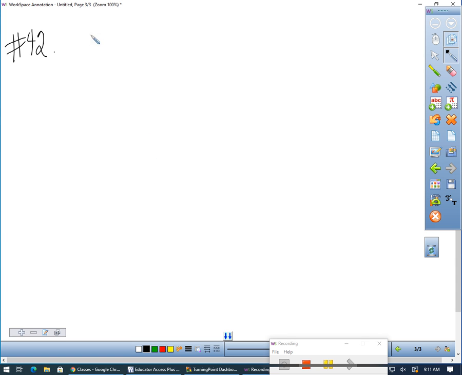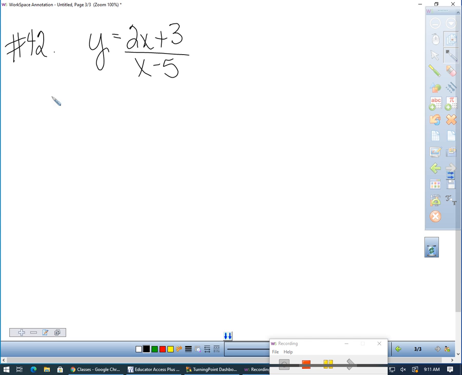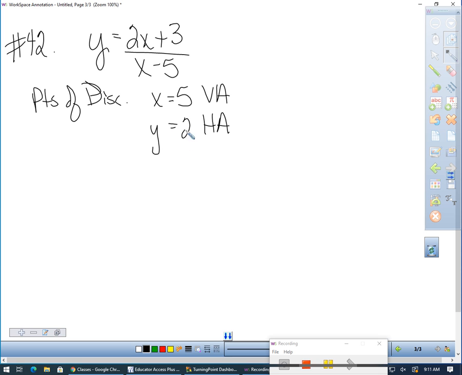In number 42 we have the function y equals 2x plus 3 over x minus 5. Starting with points of discontinuity, because this is factored everywhere already, we have x equals 5. That would make the denominator 0. This factor does not cancel, so that makes it a vertical asymptote. Horizontal asymptote. Looking at your highest degree, which is x to the first power, we get 2 over 1, or y equals 2. Let's find our x-intercept.